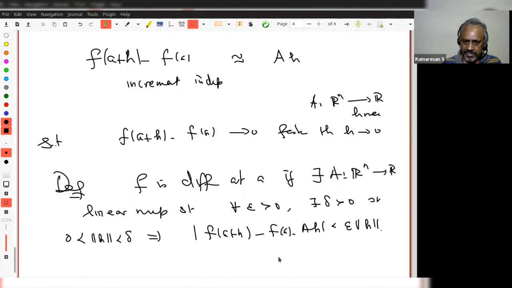Do you see that? It's exactly similar. Earlier, in the two variable case, h was (h, k), a was (a, b), and this Ah was alpha h plus beta k. So it's exactly similar. And the length of h was the square root of h squared plus k squared. So everything tallies. This is exactly similar to what we did in the two variable case.